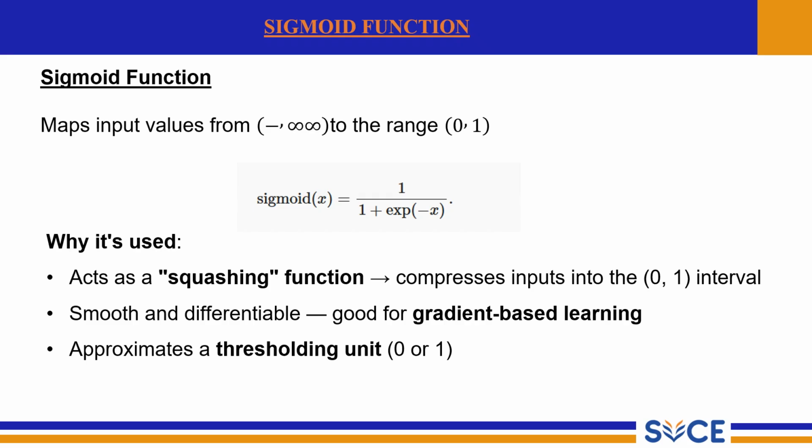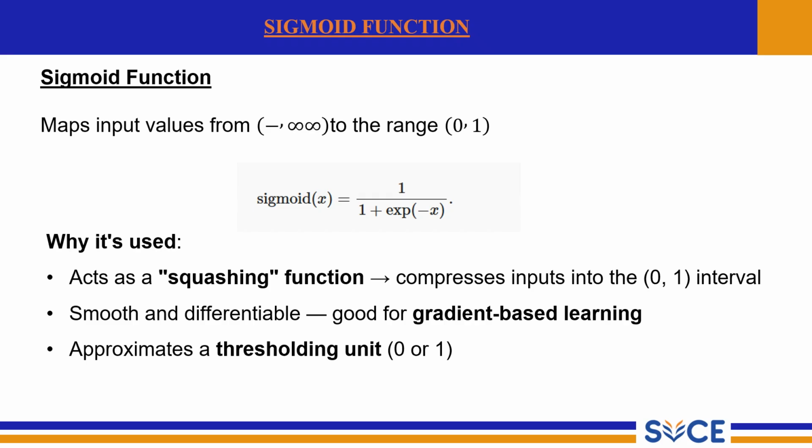So why is it used? Sigmoid acts as a squashing function, compressing any real valued input into the 0, 1 interval. This makes it especially useful for modeling probabilities and for binary classification tasks. It is also smooth and differentiable, which is essential for gradient based learning methods like backpropagation. The smooth curve allows gradients to flow through the network, enabling effective training.